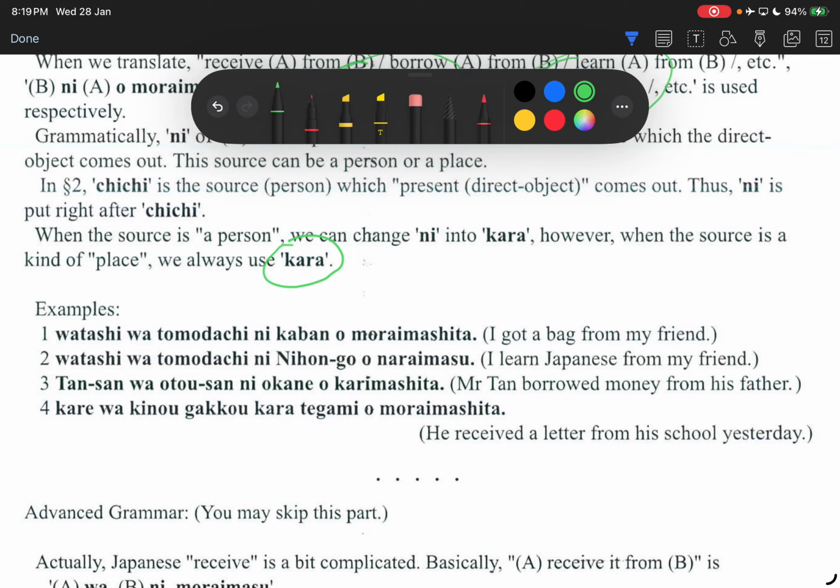Number 2. 私は友達に日本語を習います。習います means learn. So learn from. So in this case, you can use it here as a もらいます。So 私は友達に, 友達に simply means from friend. Right? From friend 日本語を習います。So I learn Japanese from friend.